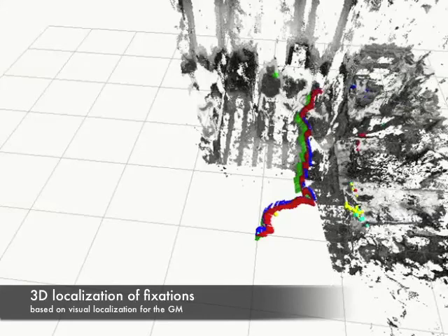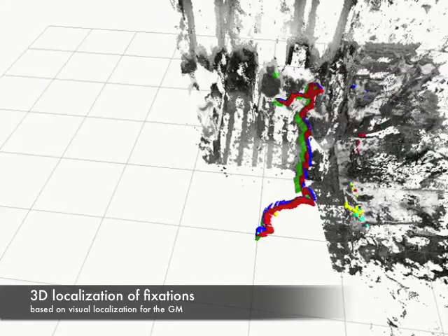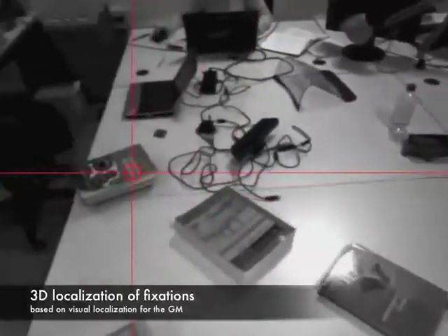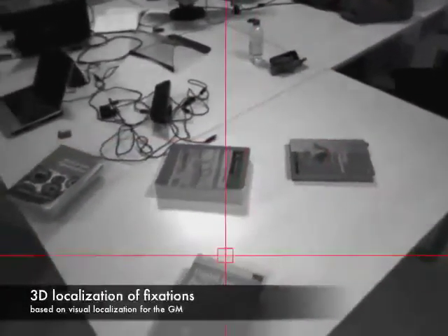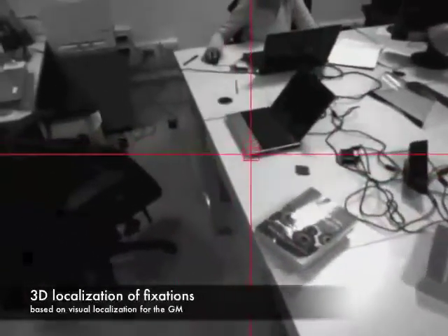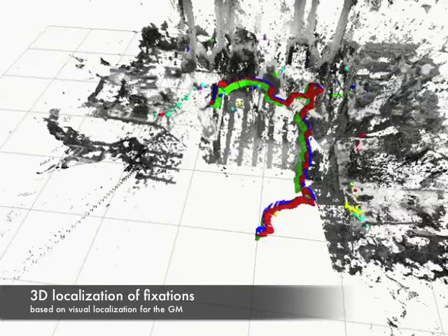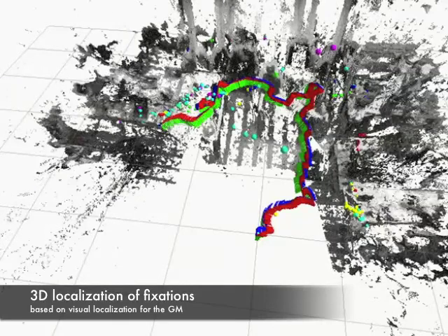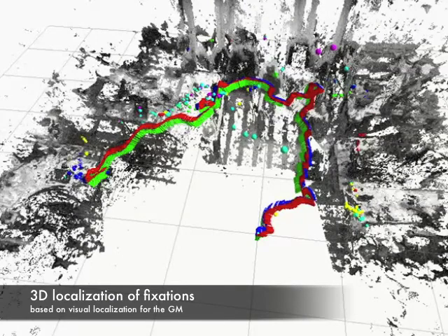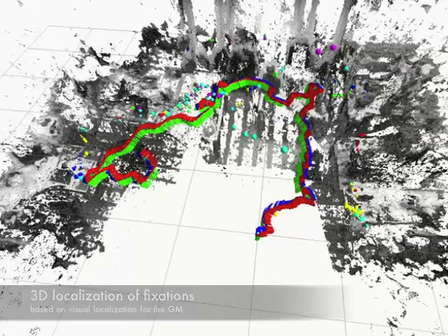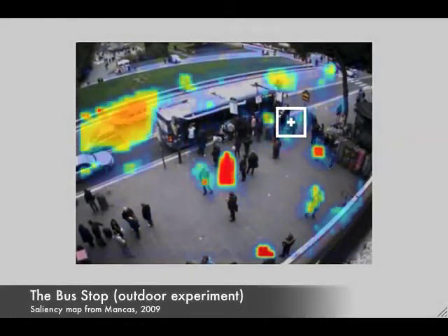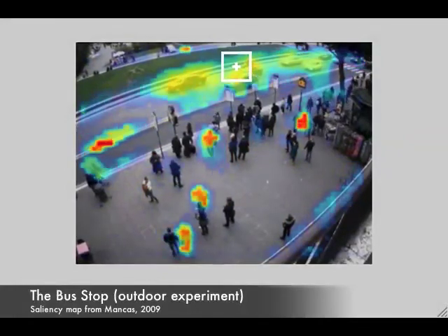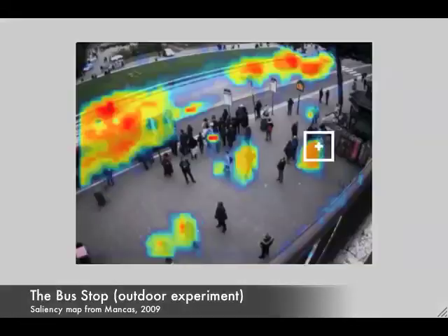In the video, visual localization for the gaze machine makes use of the data from the scene cameras. The collected path of fixations is shown together with the pose of the observer. Data from the gaze machine are used to design and validate dynamic models for computational visual attention.